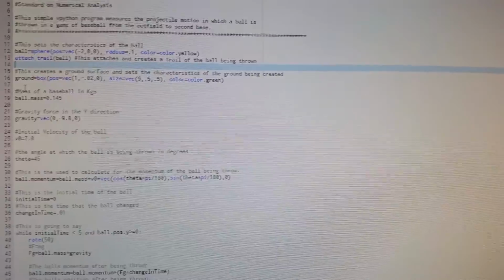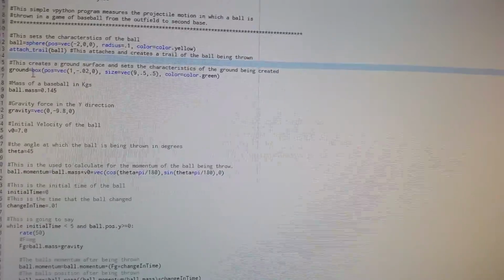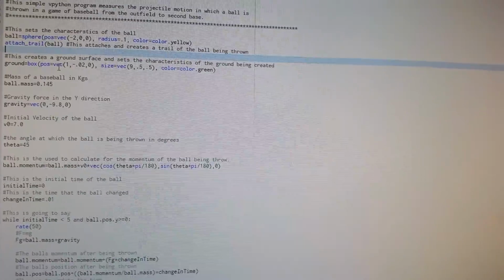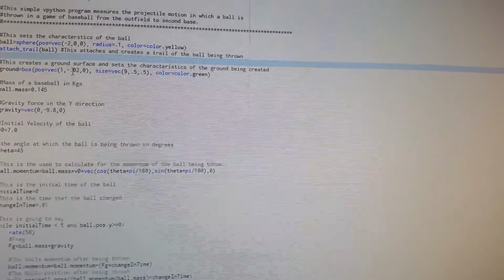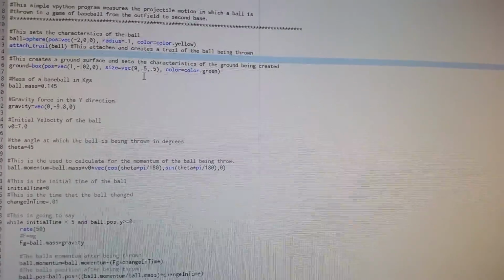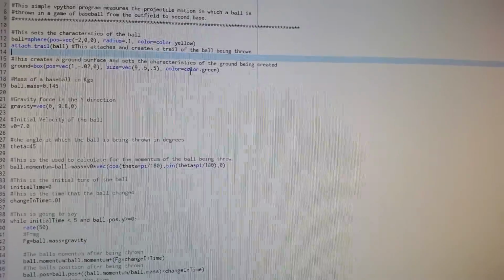And right here I create a ground just so you can see where the ball is thrown to. I created it out of a box, giving it a position of 1 on the x-axis, -0.02 in the y, a size of 9 in the x, 0.5 in the y, 0.5 in the z, and I gave it a color green because grass is green.